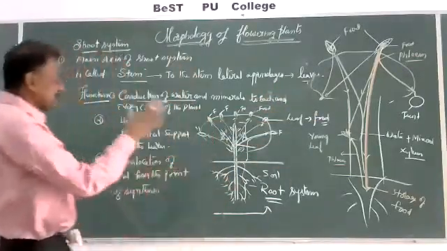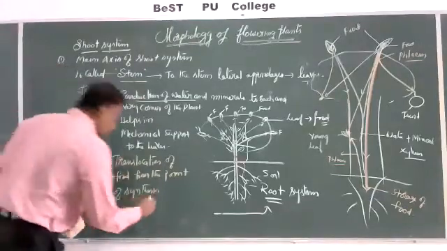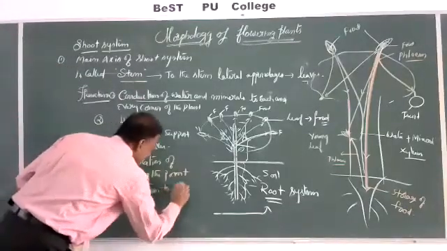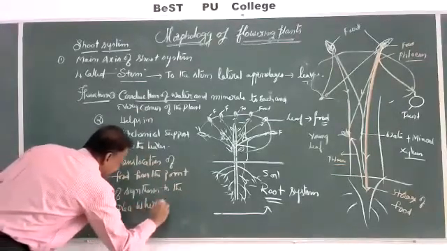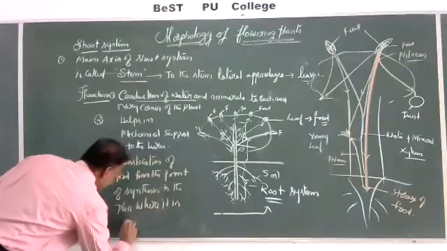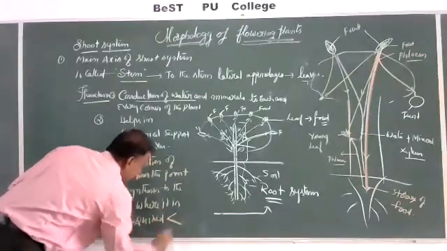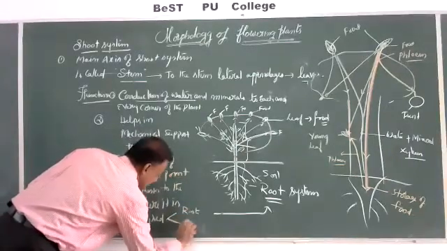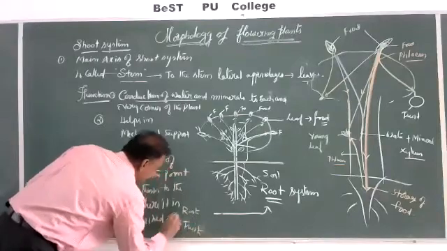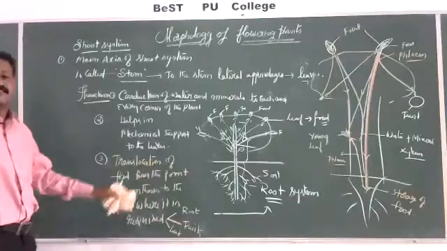So the process is translocation of food from the point of synthesis to the place where it is required, generally to the roots, to the storage organs, fruits, or newly formed leaves, etc.